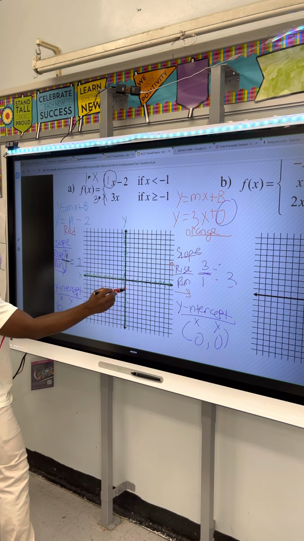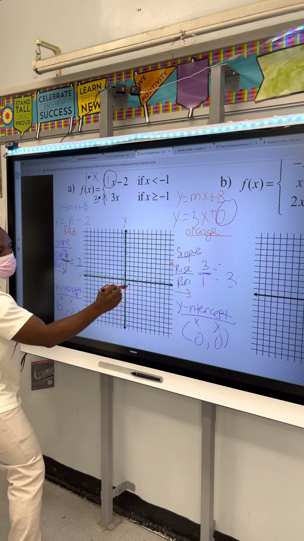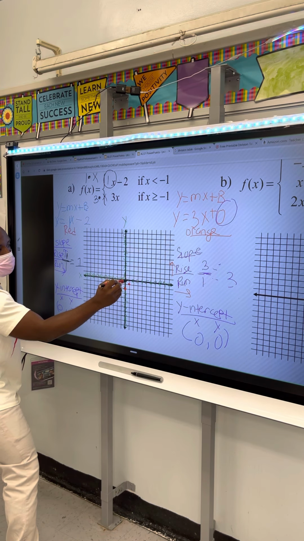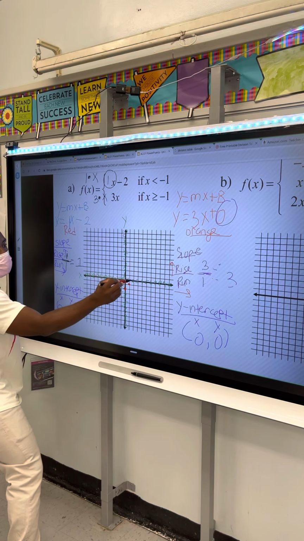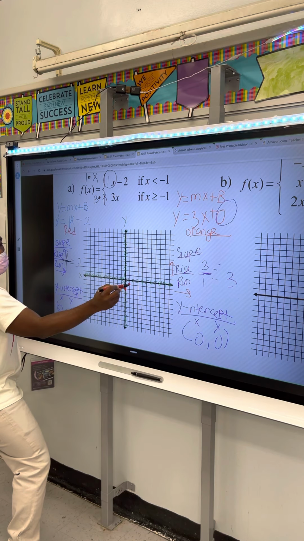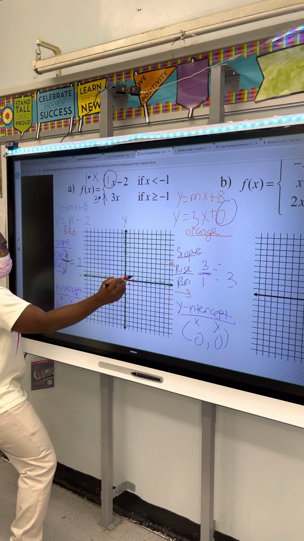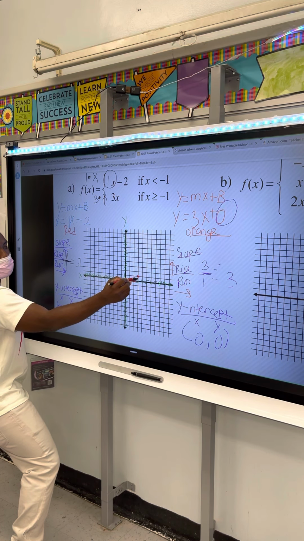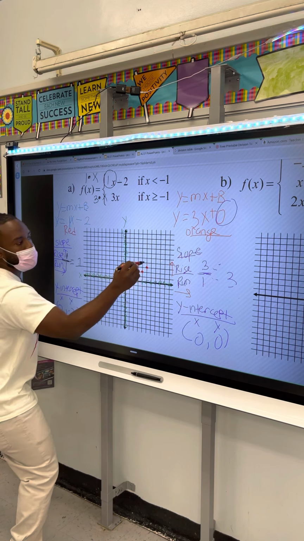Now, from here, we can use our slope, a rise over a run. From here, how much am I going up? 1. And then across? 1. Once I go up, I have to restart to go across. So up 1 and across 1, up 1 and across 1, up 1 and across 1. And then you see that?